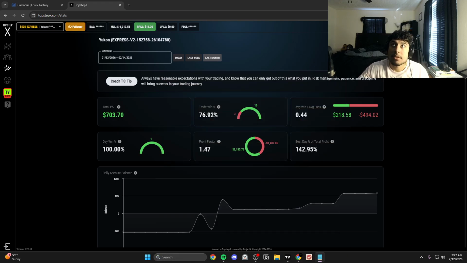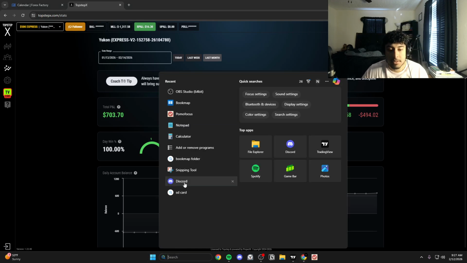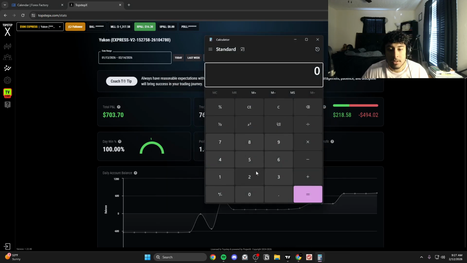Oh, my notepad is open. I don't have anything in it anyways, other than my trading notes. So 2000 minus 703.7. We need 1,296, which is equivalent, let's divide this by 500, to 2.5R, which is very doable. If I'm being truly honest, very, very doable. Even with the setup we saw today, we probably could have got it.